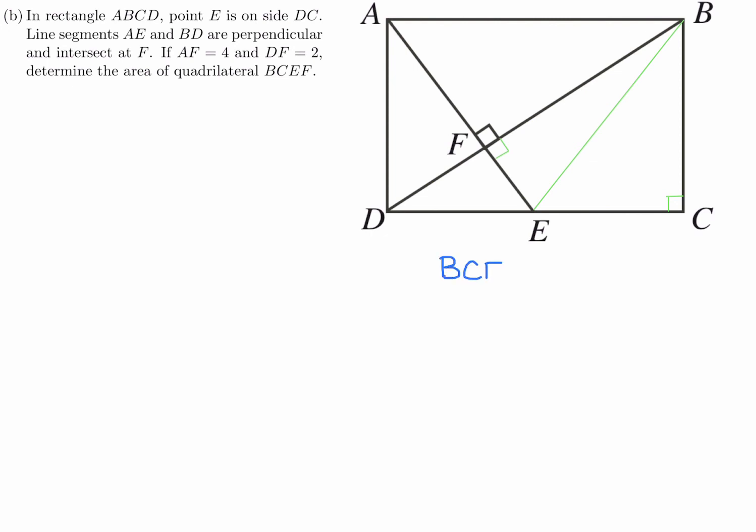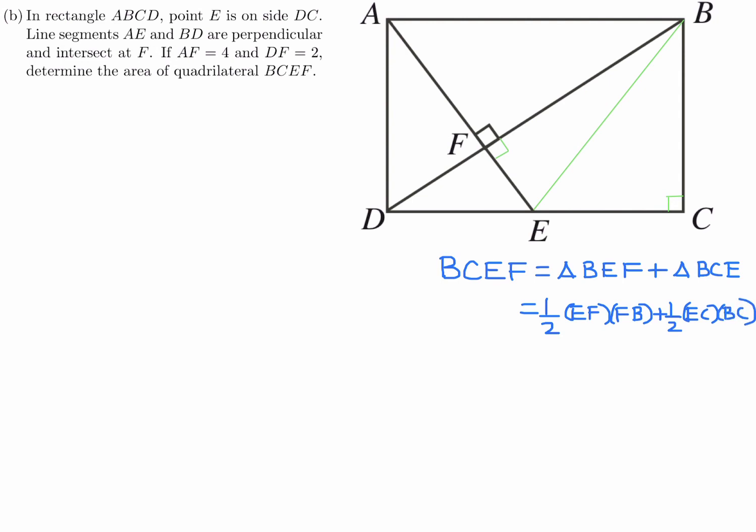That quadrilateral BCEF will really just be the triangle BEF plus the triangle BEC, or BCE. So that will be 1/2 base times height. For BEF, it's EF times FB. And then for triangle BCE, it's EC times BC. So I have to figure out each of those to figure out this area.